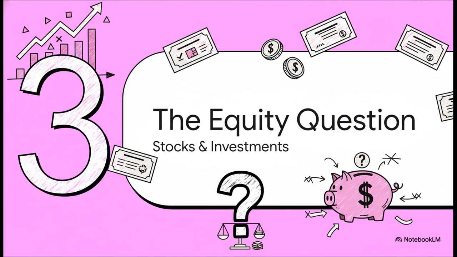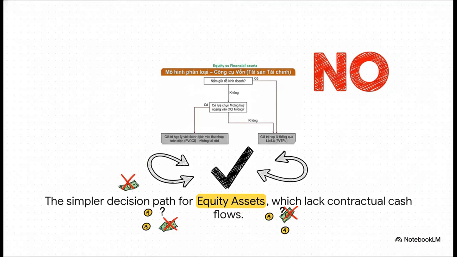Shares of stock. These are a totally different animal. See, unlike a loan, a stock has no contractual cash flows. There's no guarantee you'll ever get paid a specific amount, which changes everything. And because of that fundamental difference, the decision path for equity is way, way simpler. Since there are no contractual cash flows to check, that whole SPPI test we just learned about, it's completely off the table. The game has totally changed.